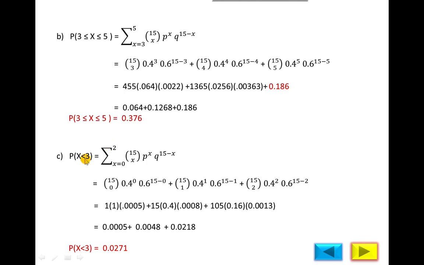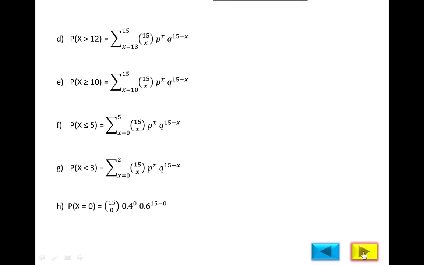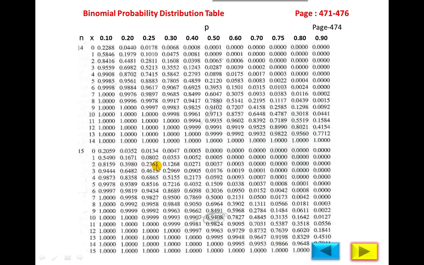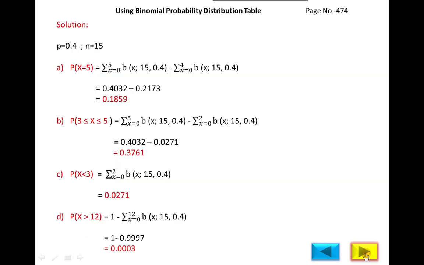And the next part, less than 3 means 0 to 2, so we will write directly the value of 2, 0.0271, because this is the probability of 0 to 2. Same answer. Now next part, instead of a lengthy calculation, you can write greater than 12 like this.